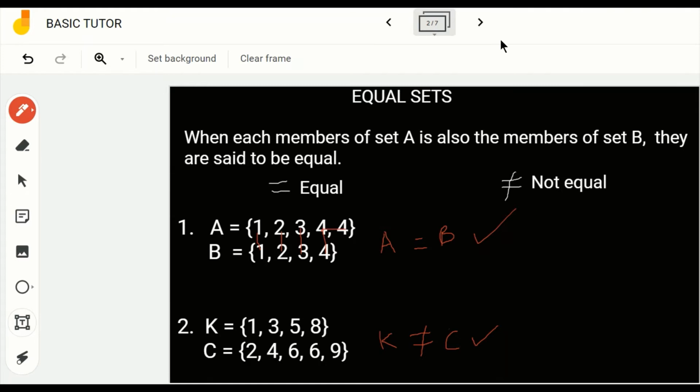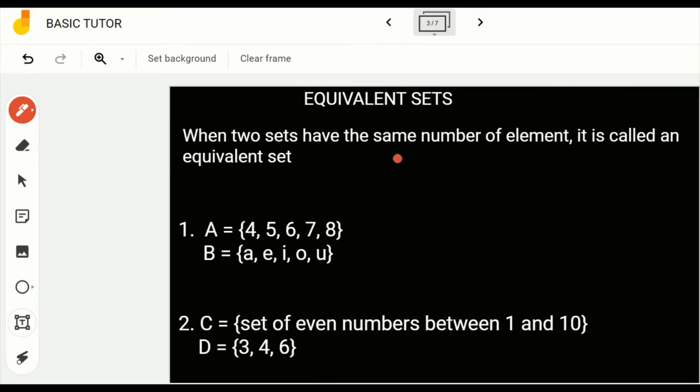All right, let's look at equivalent sets. Now, what are equivalent sets? When two sets have the same number of elements, it is called an equivalent set. Please don't confuse equal sets with equivalent sets. For equal sets, the members of the sets are the same. But for equivalent sets, the number of members or elements in the set are the same in both sets.